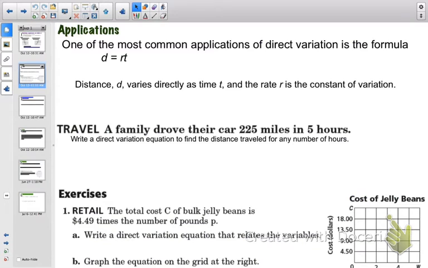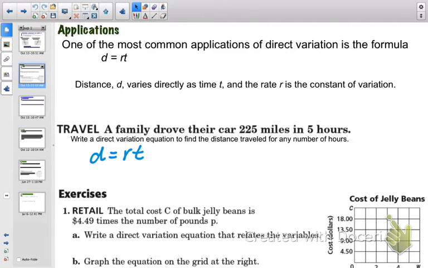One of the most common applications of direct variation is the distance equals rate times time formula. So distance, d, varies directly as the time t and the rate r. If we look at the travel problem, a family drove their car 225 miles in 5 hours.